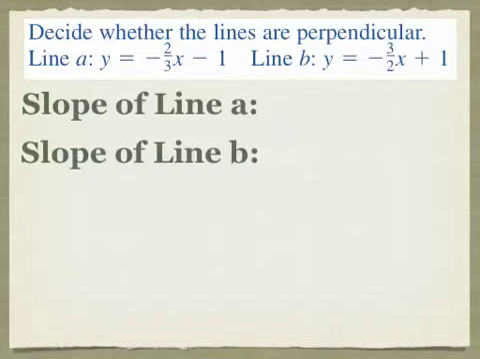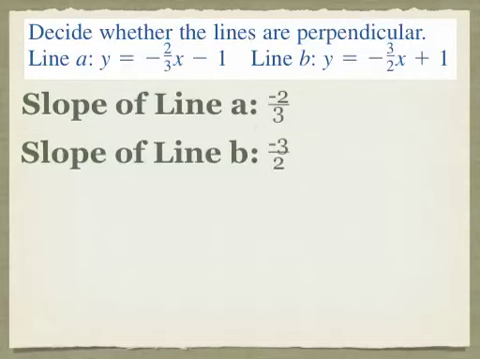The next example says to decide whether lines are perpendicular. We have line A with an equation of y equals -2/3x minus 1, and line B which has an equation of y equals -3/2x plus 1. For both of these lines we are given an equation in slope-intercept form, y equals mx plus b, where m is the slope. So for line A, the slope is -2/3, and for line B, the slope is -3/2.